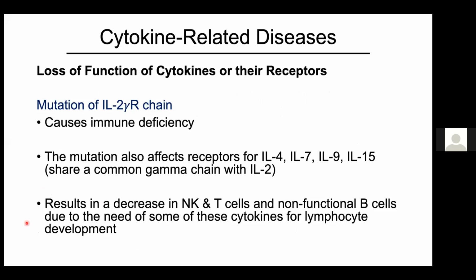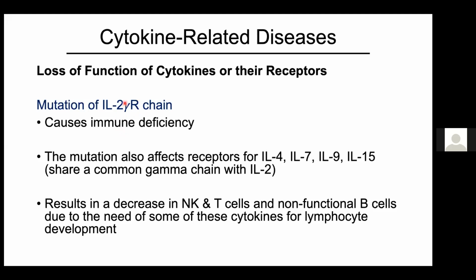There are situations where there can be disease caused because there's a mutation in the gene that codes for the cytokine or its receptor. Okay, so for example, the interleukin-2 gamma chain receptor, if there's a mutation in that, then you get a receptor that's not functional, okay? So it causes an immune deficiency because even if interleukin-2 is being produced, the receptor is not functional, okay?